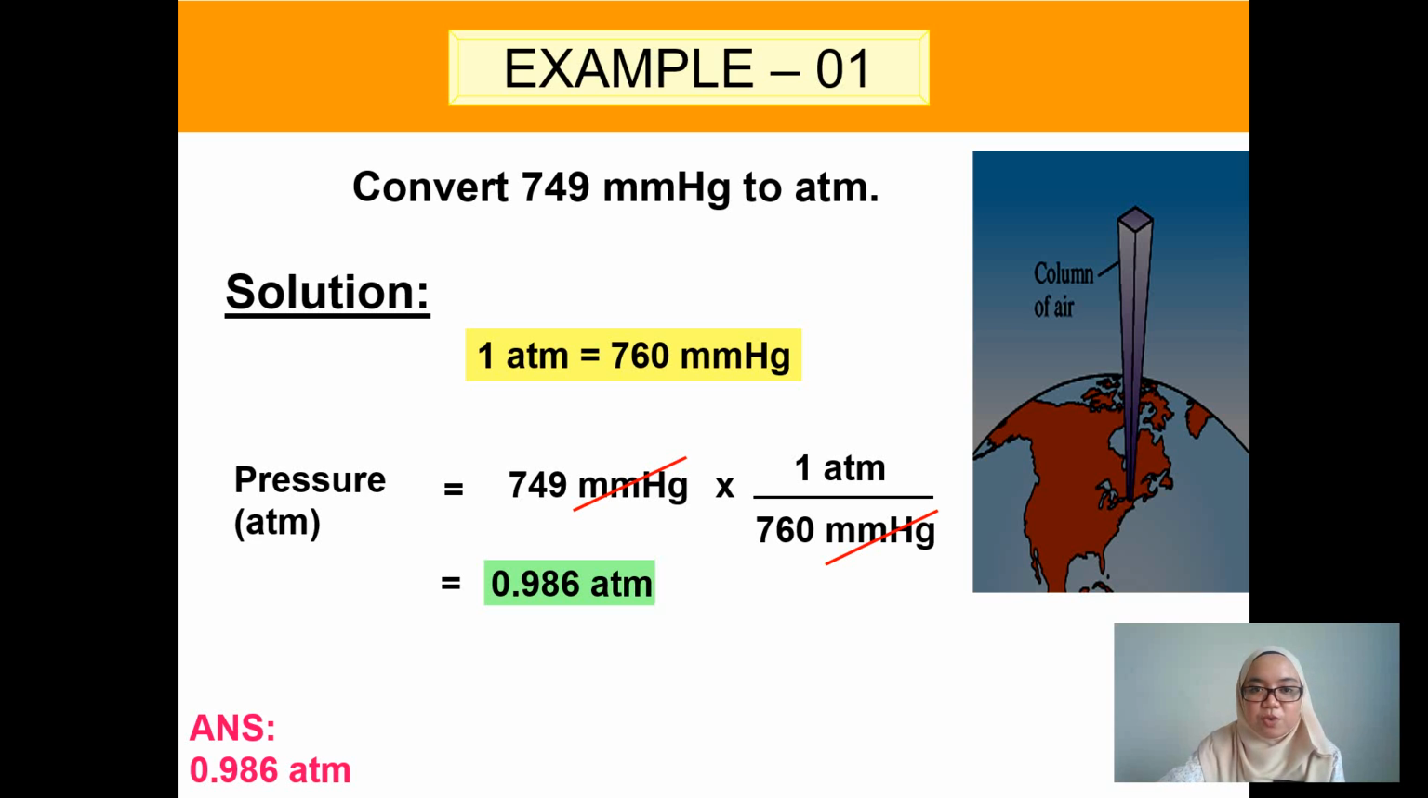For example, when you want to convert 749 mmHg to atm, you know that 1 atm is equal to 760 mmHg. So what you need to do is 749 mmHg times 1 atm per 760 mmHg, because 1 atm is equal to 760 mmHg. Cancel the units, then you just multiply and divide, and you get the answer 0.986 atm.